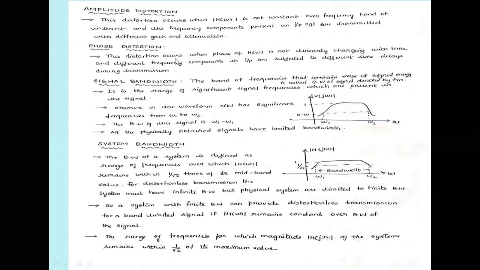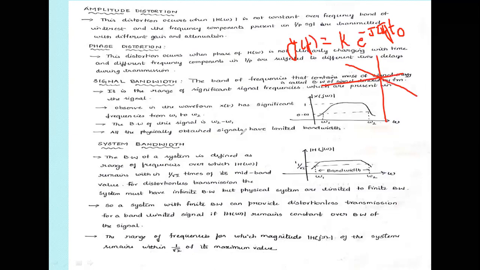Gain and the attenuation. Phase distortion occurs when the phase of H of omega is not linearly changing with the frequency. The previously obtained expression is a linearly changing function, and e power minus j 2 pi f t naught is the linear phase term. If it is not linear, then we get the phase distortion.